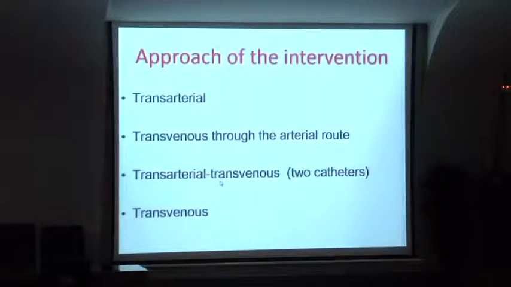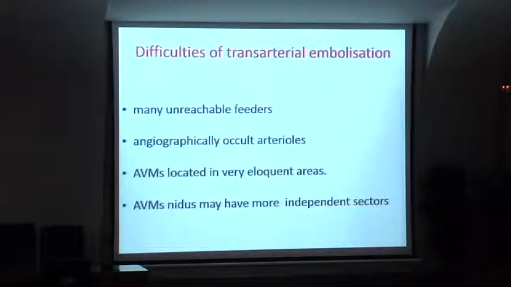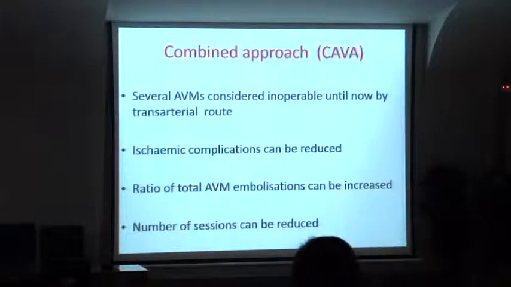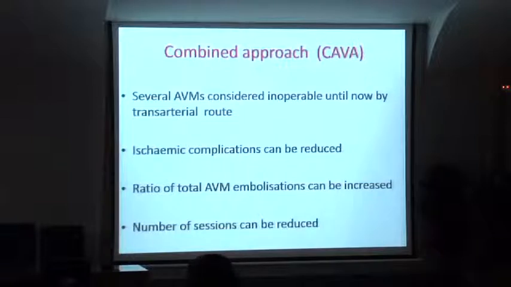Approaches of the intervention: transarterial, transvenous. Through the arterial route, the transarterial transvenous two-catheter technique, and transvenous. With the combined approach, several AVMs considered inoperable until now by the transarterial route can be treated. Ischemic complications can be reduced, the ratio of total AVM embolization can be increased, and the number of sessions can be reduced.